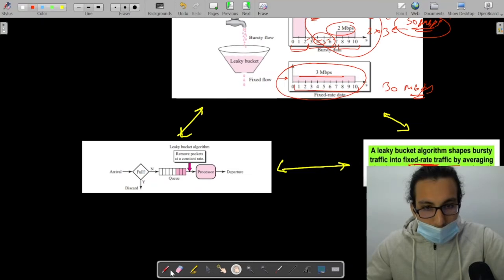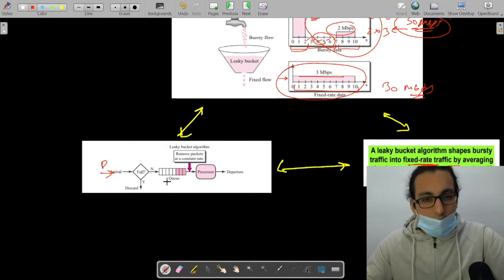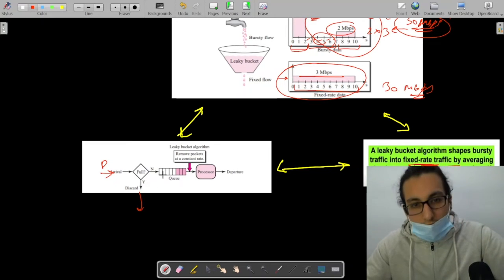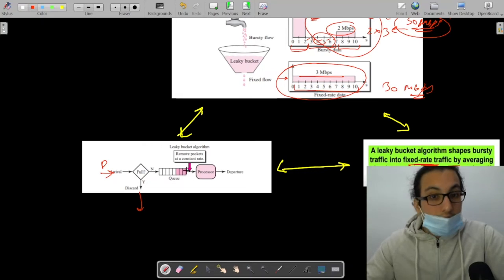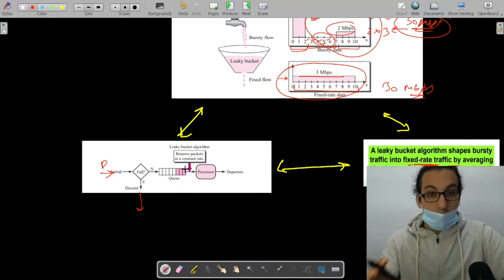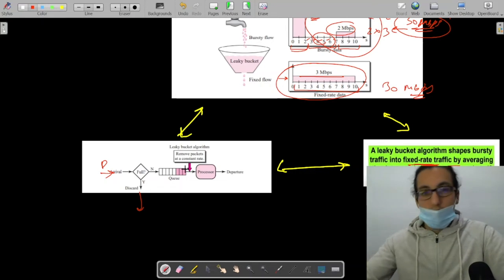As we can see here, the data is arriving. If the queue is full, the buffer is full, it will discard. If it's not, it will go inside the queue or the buffer, and then the leaky bucket algorithm will remove packets at a constant rate.